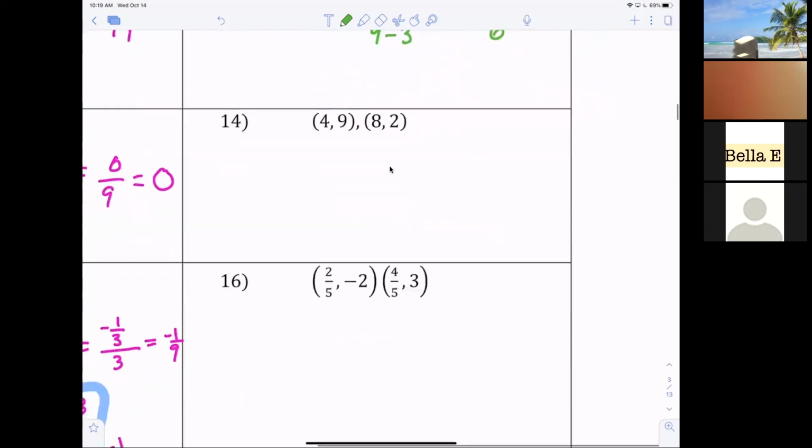All right, 14, slope equals 2 minus 9 over 8 minus 4. Slope equals -7 over 4. Beautiful. Okay. Anybody have any questions?